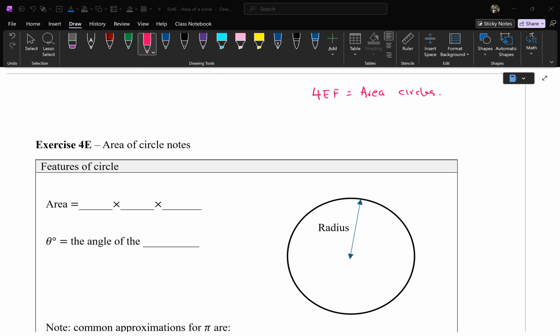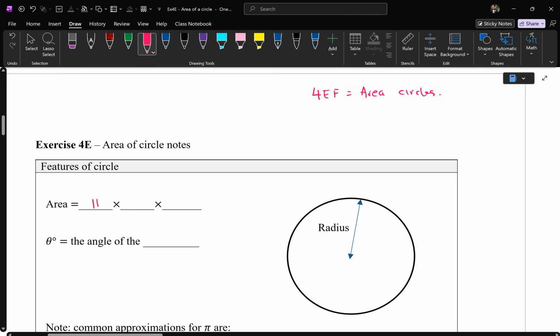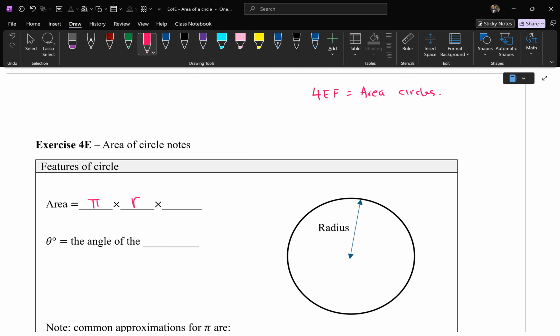All right, it's recording. Your area formula to copy down to remember. Here we go. It's pi times r again. So very similar to the circumference. The difference is it's not 2 times the radius. It is the radius squared.